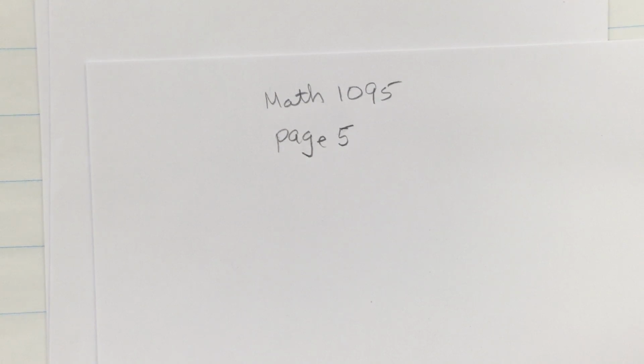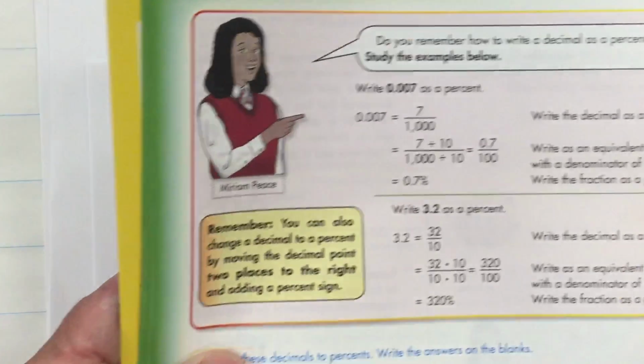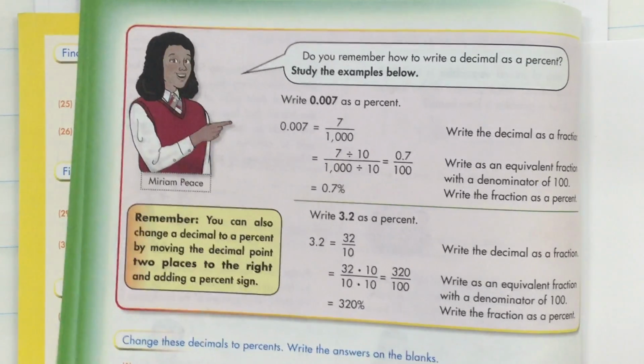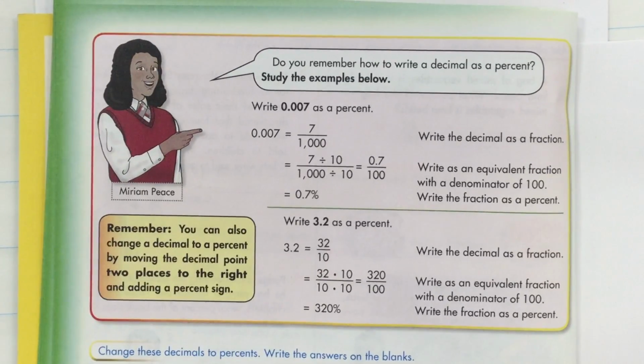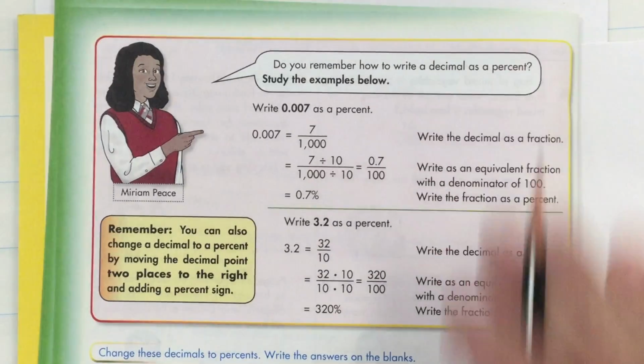Hello, we're going to be working on Math 1095, and we're going to be working on page 5. They're talking about conversion of a decimal or a number into a percentage.